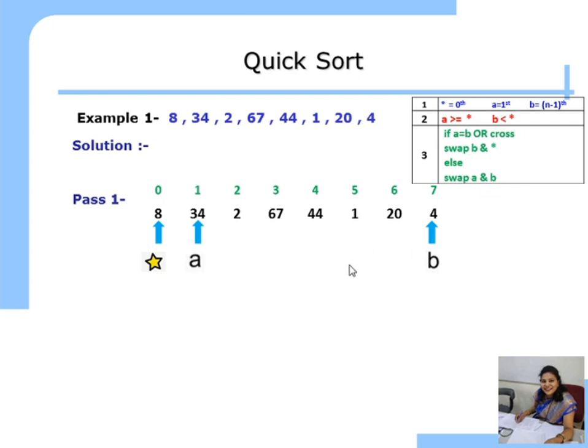After swapping A and B, A will come at the 7th position, meaning 34 will come at the 7th location, and B will come at the first location. A's location means 4 comes to the A's location. So what you get is the list 8, 4, 2, 67, 44, 120 and 34.